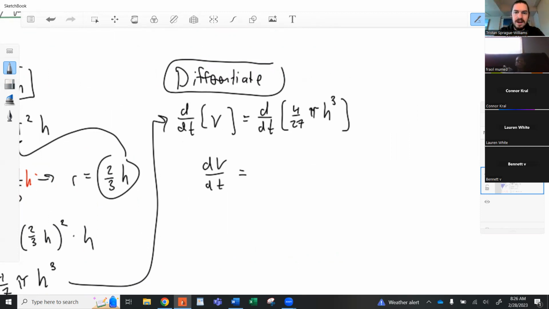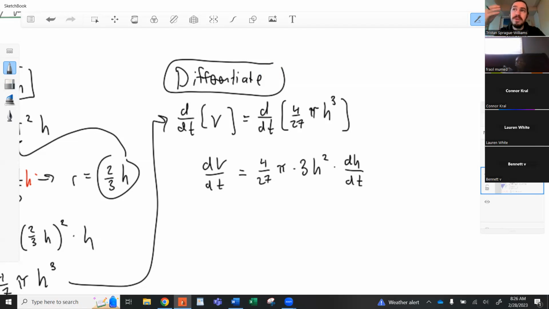On the right side, we can differentiate. So we have 4/27 pi. That's all constant. That's still there by constant multiple rule. But then we're going to take the derivative of h cubed. That's 3h squared. But then because we're differentiating with respect to t, not h, we have to multiply by dh over dt, the derivative of height with respect to time, or the rate of change in the height, basically.